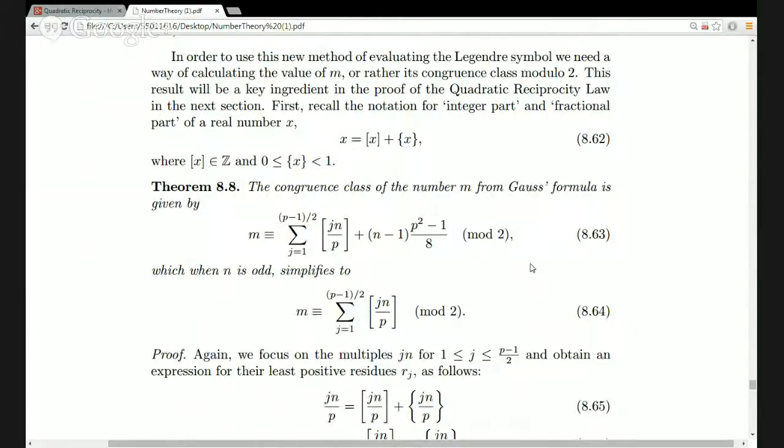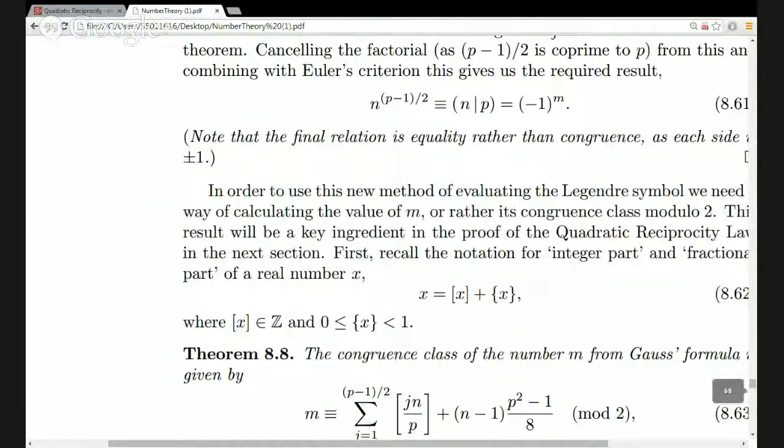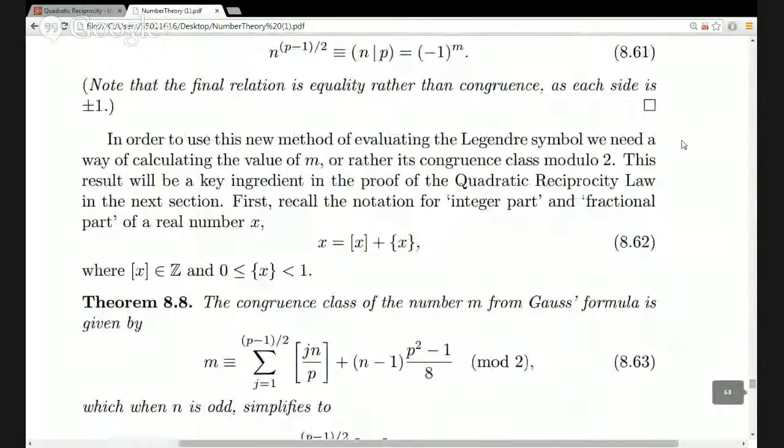Okay. Now, a little bit of notation first of all. Here we're introducing two bits of notation, square brackets and curly brackets. These are the floor function and the fractional part function. The floor is sometimes called the integer part function, and then there's the fractional part.